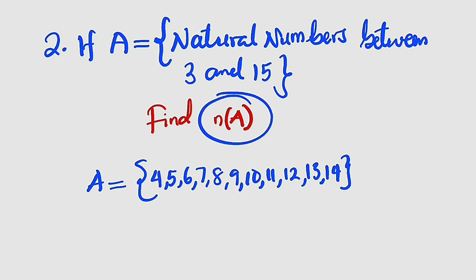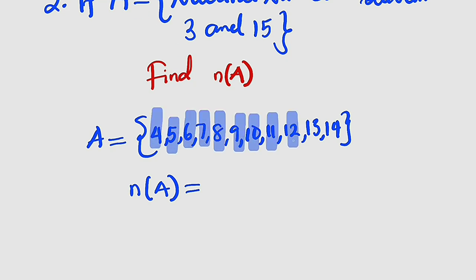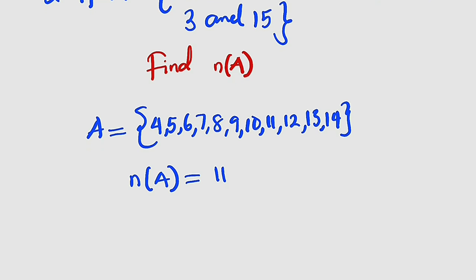What does this mean? It means we should find the cardinality of that set, the number of elements in that set. So n of A, meaning we should count the number of elements we have. Let's count them. 1, 2, 3, 4, 5, 6, 7, 8, 9, 10, 11. As simple as that. So the cardinality of this set is 11. And we are good to go. Just look through the options and tick the option that reads 11.